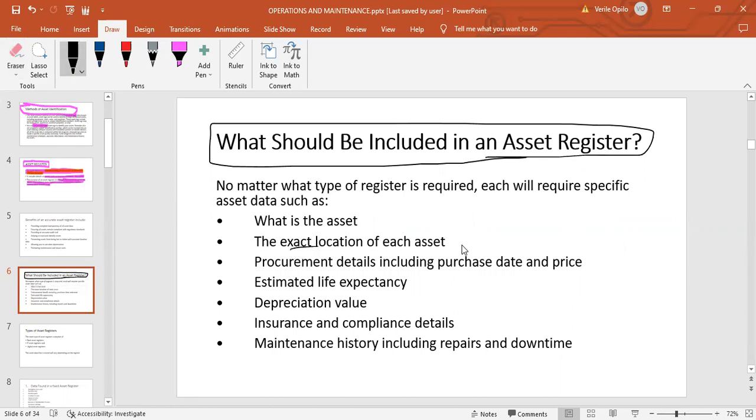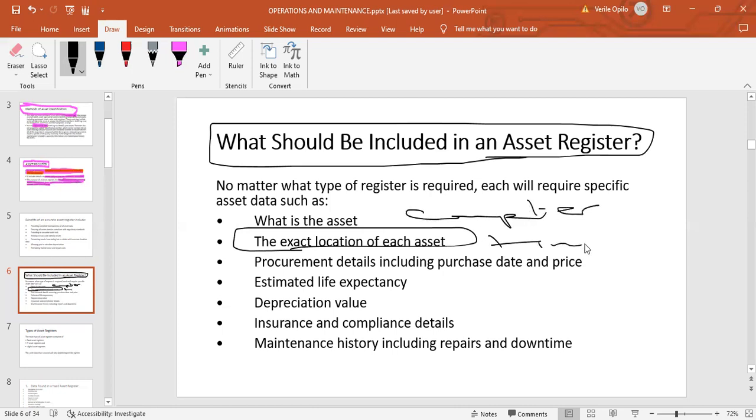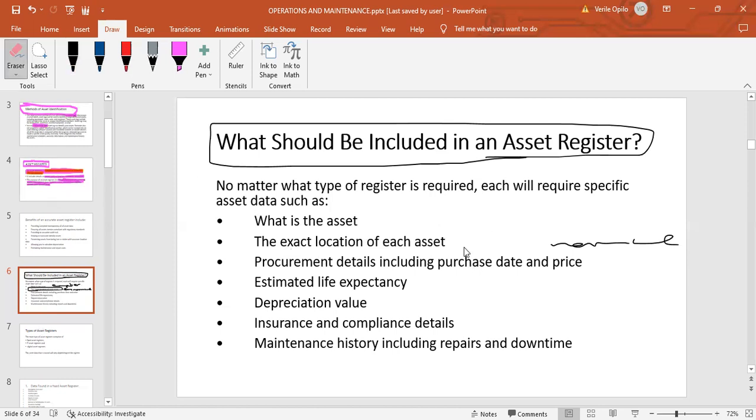The next thing you show is the exact location of the asset, that this computer is currently in the finance department, or it is currently in the procurement department. So the exact location of the asset is also important or critical. The other thing is procurement details about that asset. So when was it purchased and at what price?